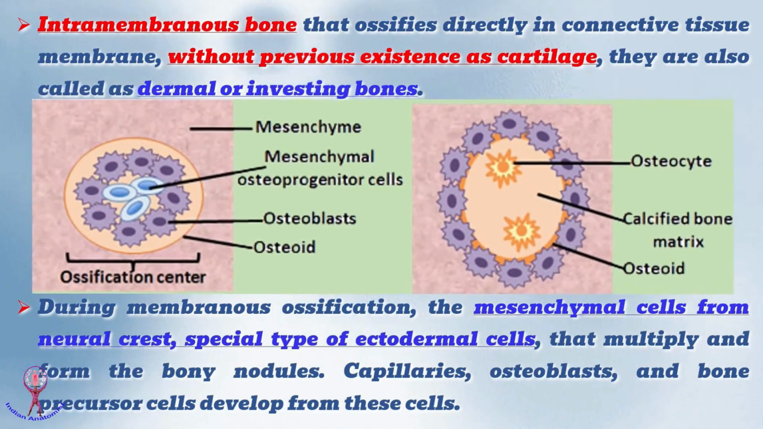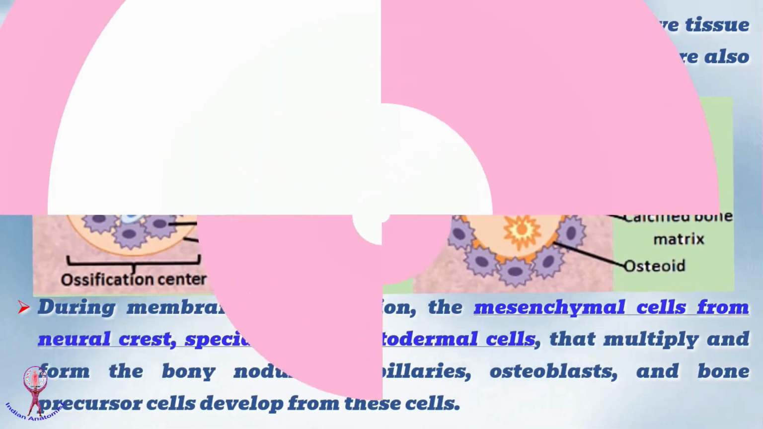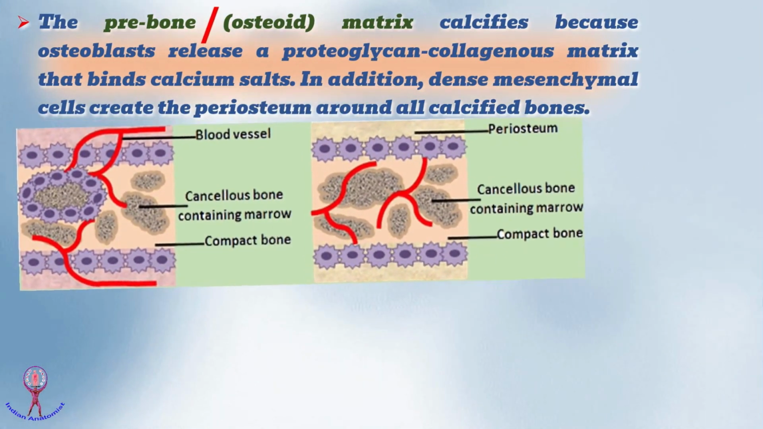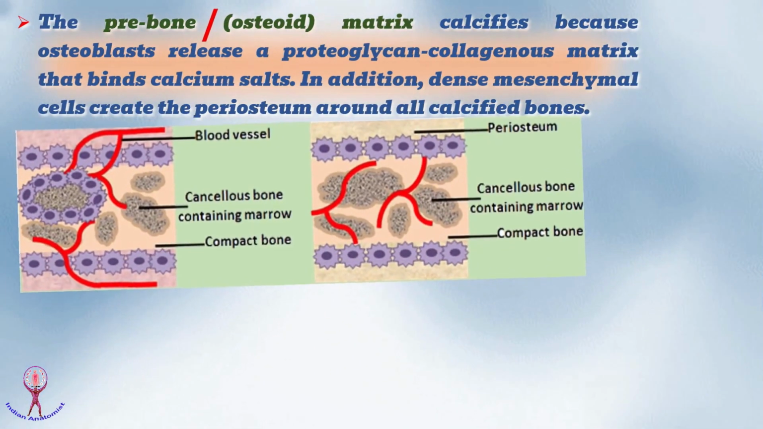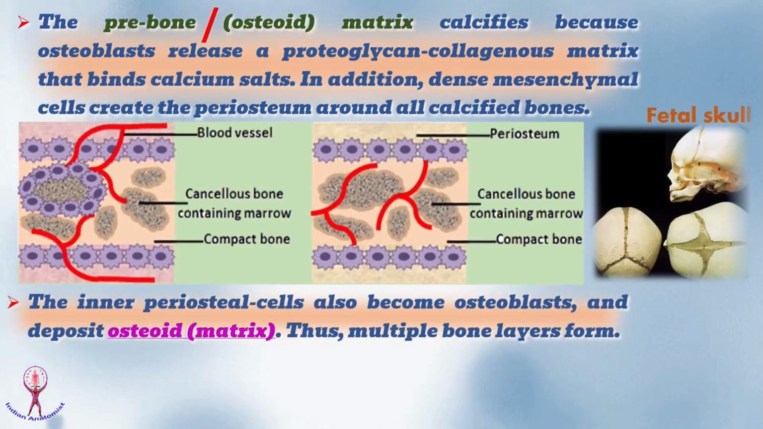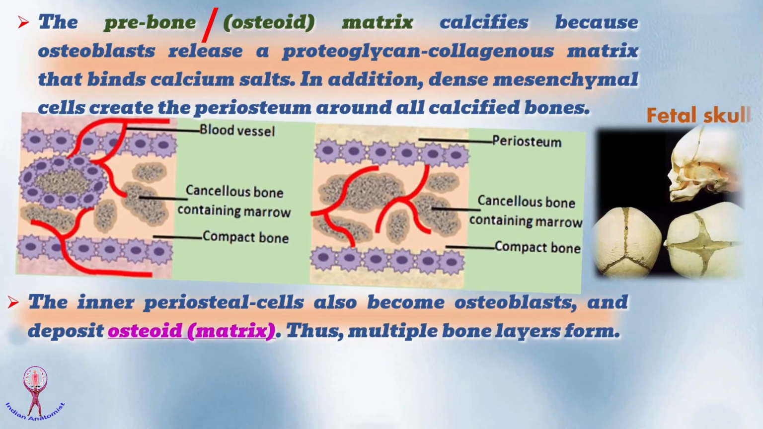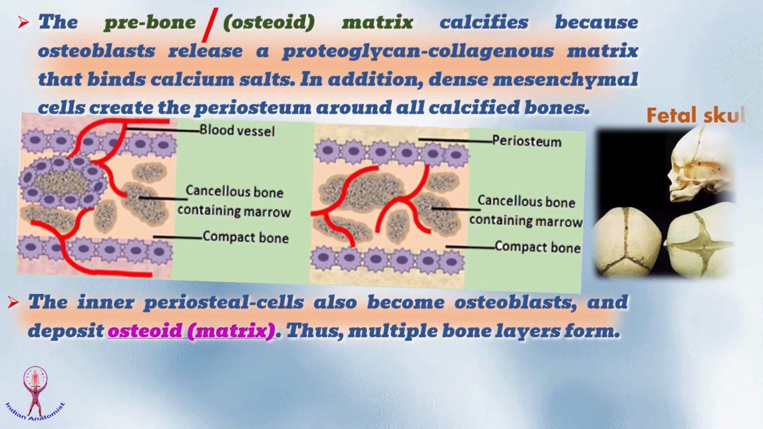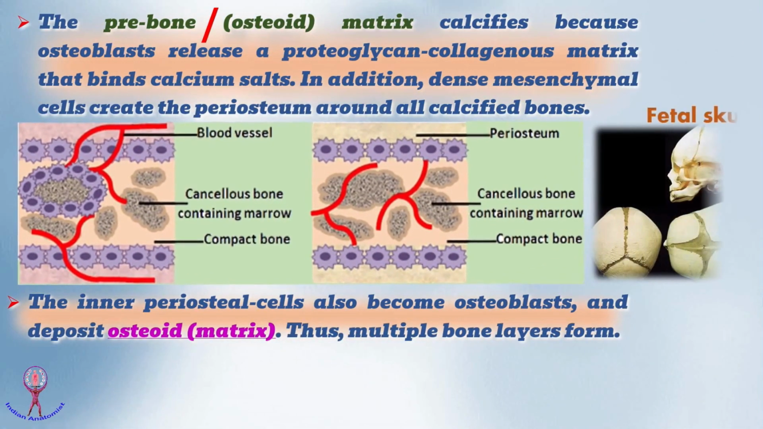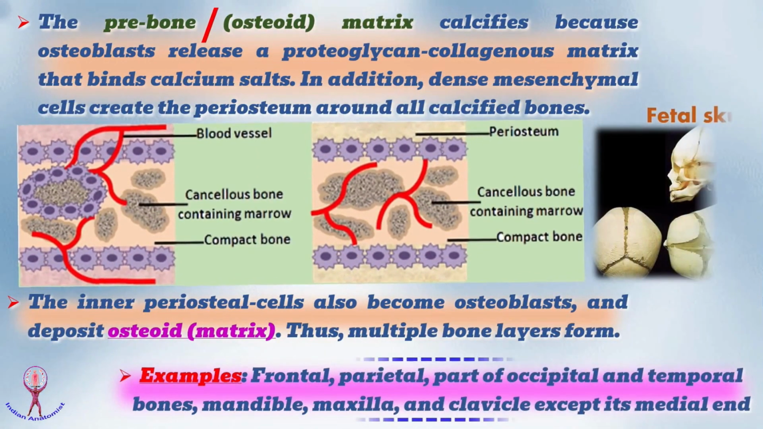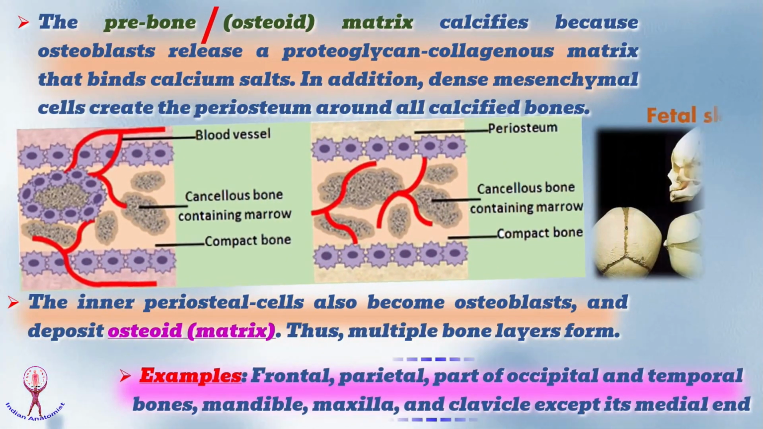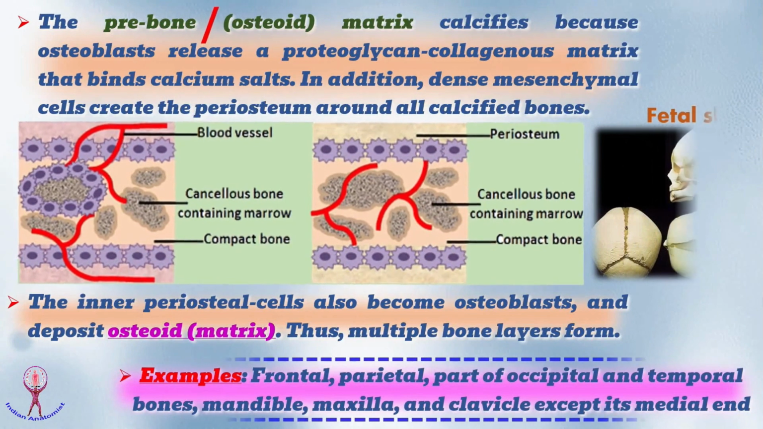Capillaries, osteoblasts, and bone precursor cells develop from these cells. The pre-bone osteoid or matrix calcifies, because osteoblasts release a proteoglycan collagenous matrix that binds calcium salts. In addition, dense mesenchymal cells create the periosteum around all calcified bones. The inner periosteal cells also become osteoblasts and deposit osteoid or matrix. Thus, multiple bone layers form. Examples of membranous bones are the frontal, parietal, part of the occipital and temporal bones, mandible, maxilla, and clavicle except its medial end.